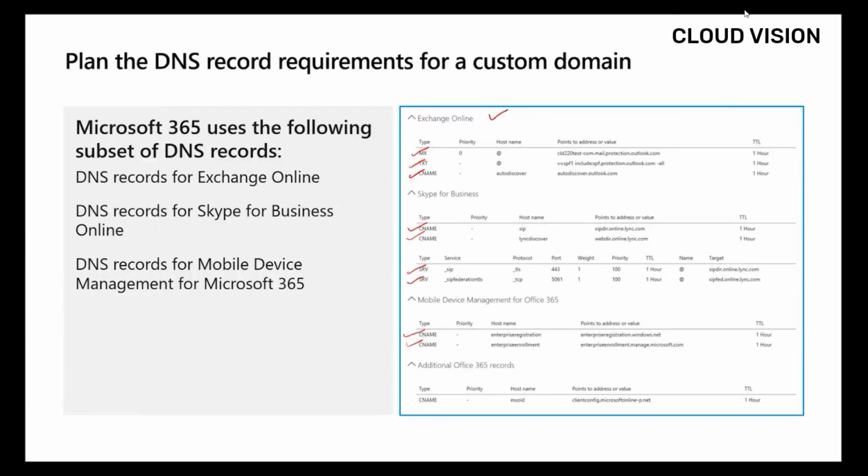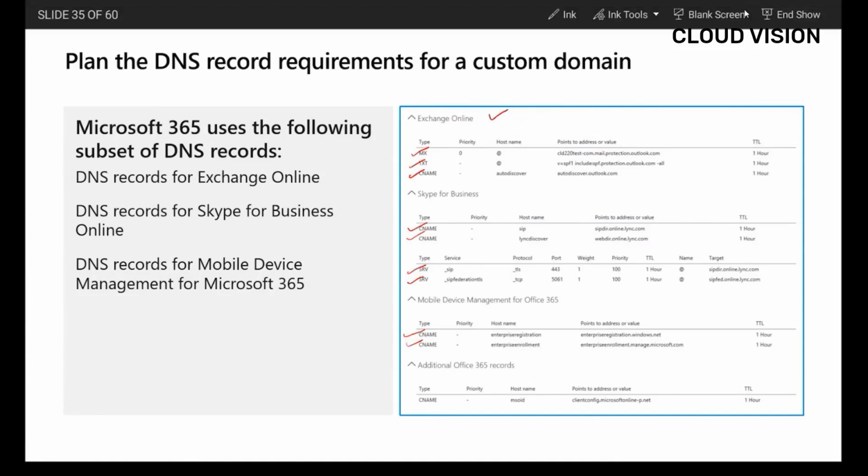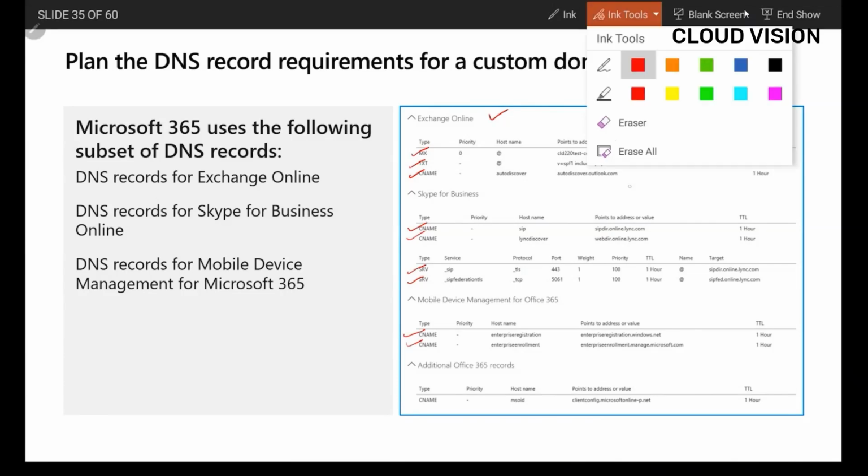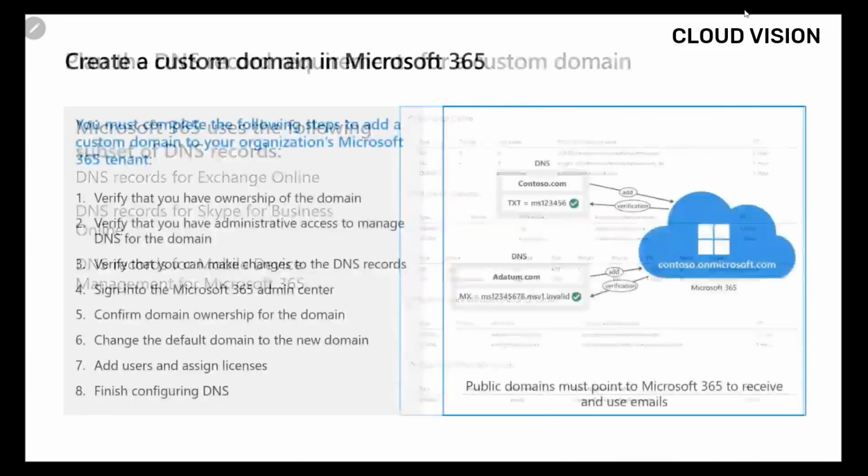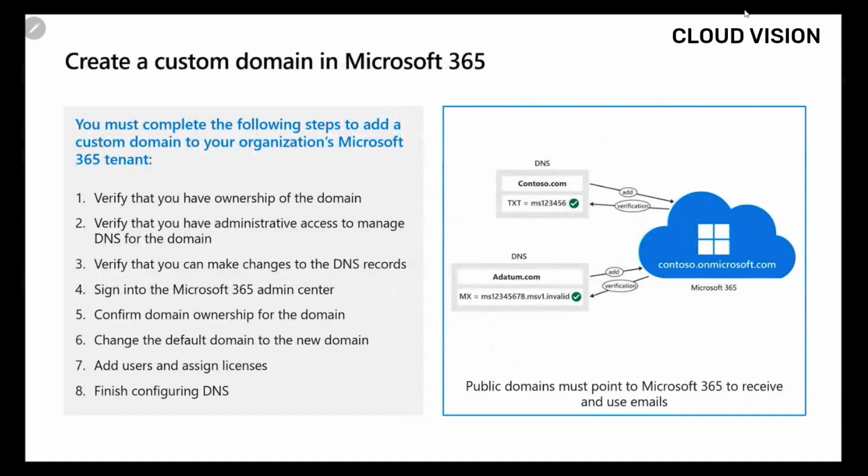So this step can be performed after you have verified the ownership of your domain. So yeah, that's what we discussed in the last slide. First, verify the ownership of the domain. Then verify that you have administrative access to manage the DNS for that domain, because if you do not have it, you won't be able to publish records.